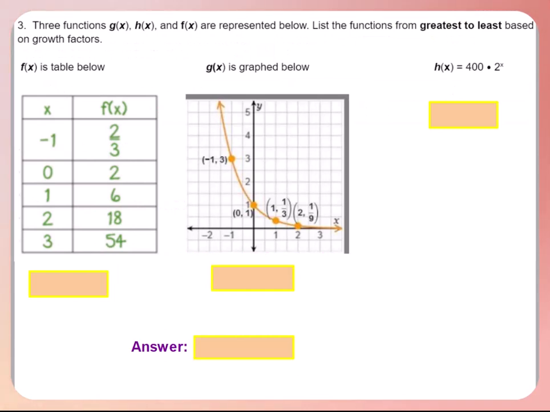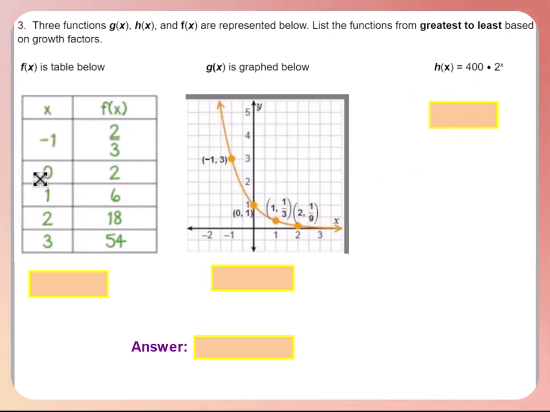Question number 3, we have 3 functions, g of x, h of x, and f of x. They're represented below. Your job is to list the functions from greatest to least based on the growth factors. So let's look at the table. We have these represented 3 different ways. The first one is in a table, the second one is in a graph, and the third one is in a function. All right, so let's look at this first one.